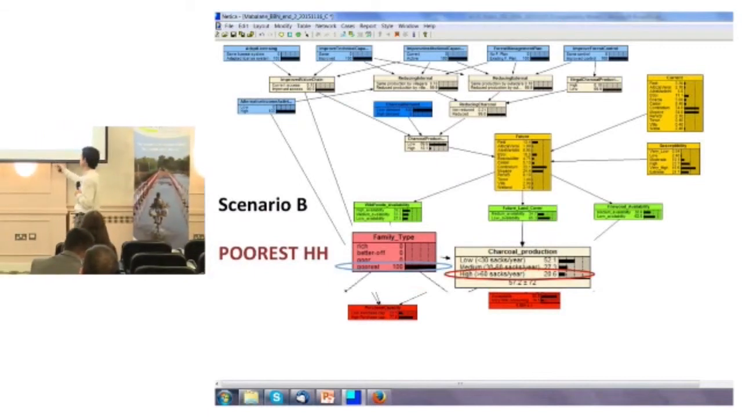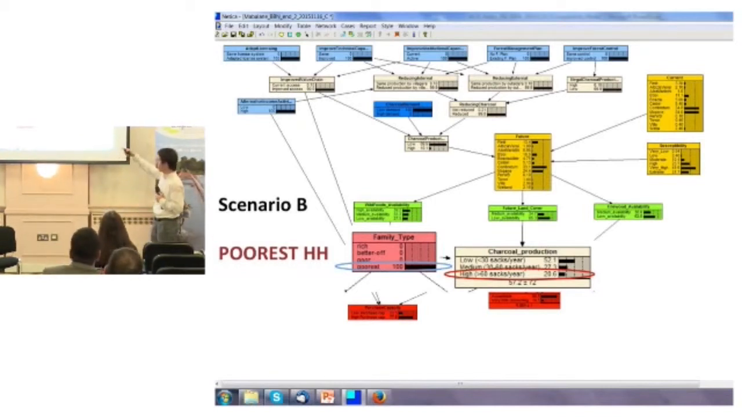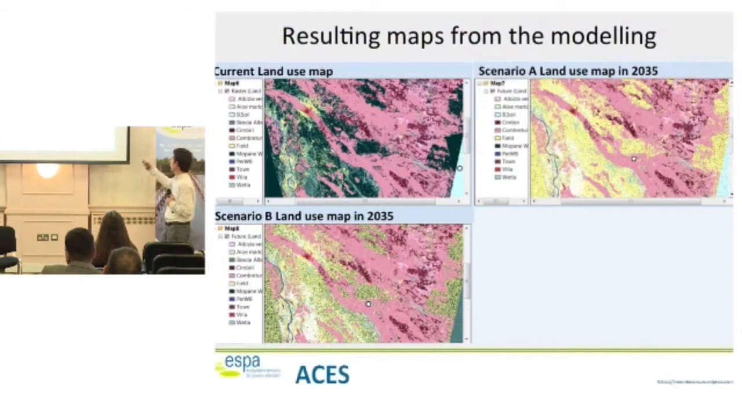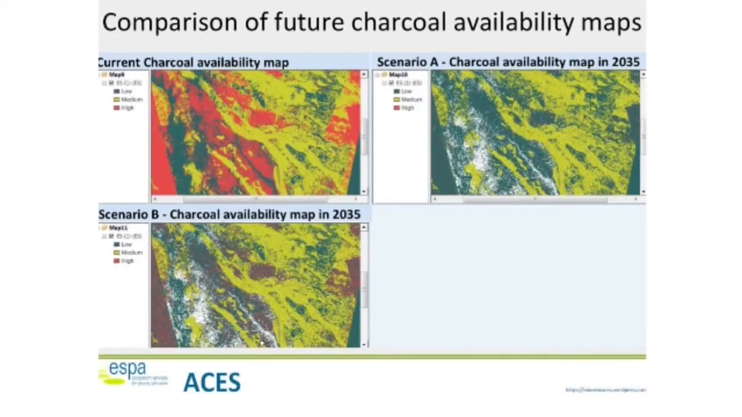I wanted to show you also other functionalities of the software, so we can compare also what are the consequences for the different types of families. So the consequences for the poorest would be different from the poor and from the better off. And also these are examples of the maps that we can get. So this is the current land use map. This is the land use map for scenario A, and this is for scenario B. And from those maps, we can derive the future ecosystem services availability maps.